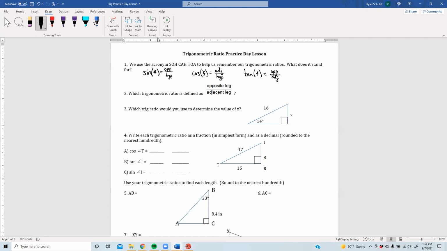So which trig ratio is defined as the opposite leg over the adjacent leg? Well, which one did we just write? Opposite over adjacent is tangent.